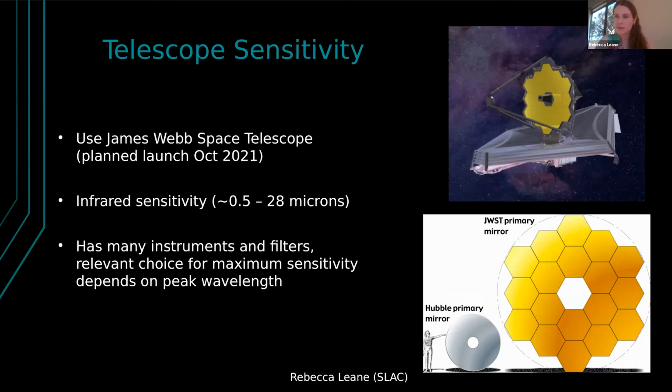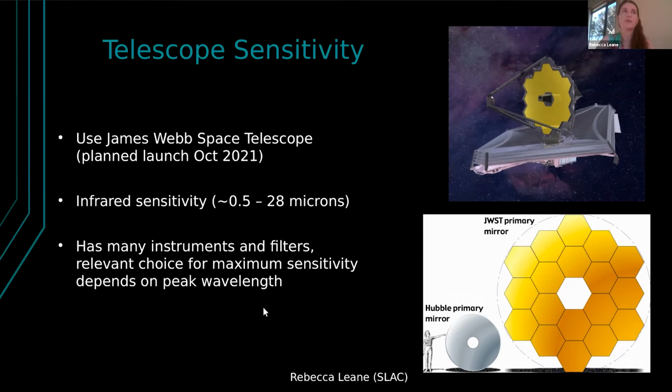Now, the James Webb Telescope is an absolute monster. So it's amazing scientifically with what it can do. This is like an artist's impression of it sitting out in space here. But to compare to the Hubble telescope, at least the primary mirror, you can kind of see for size, James Webb is massive. And it's going to be able to do a lot of very interesting science. So it's sensitive to infrared. We're looking at things like 0.5 to 28 microns in terms of what it can detect. So it has a lot of different instruments and filters.